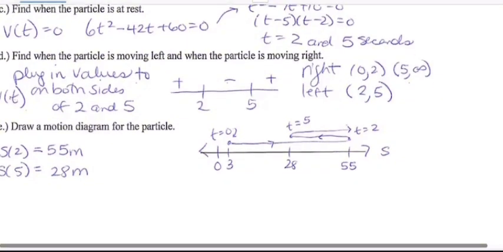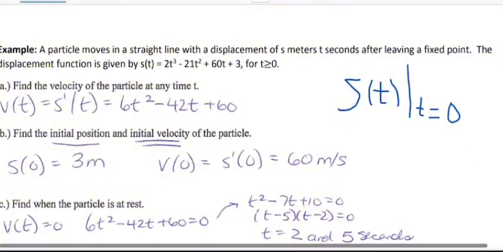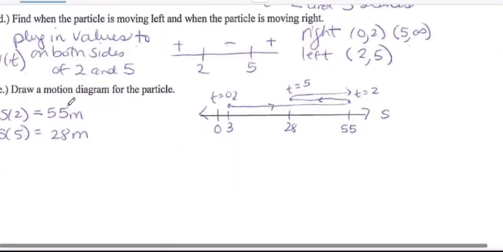As you can see right now, don't forget using 2 and 5. If I plug 2 and 5 into the displacement function here, you're actually going to have 55 meters and 28 meters. That was why the entire thing, you can see that. This is the 55 we talk about, and this is the 28 meters we talk about.